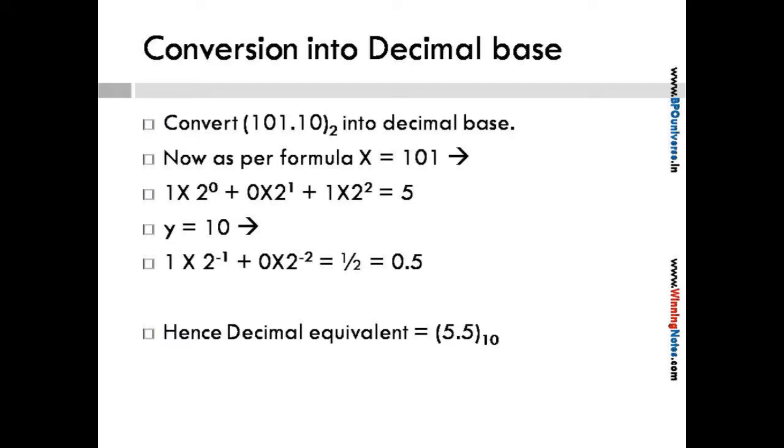Combining these numbers together, we get 101.10 in binary base is equal to 5.5 in decimal base.